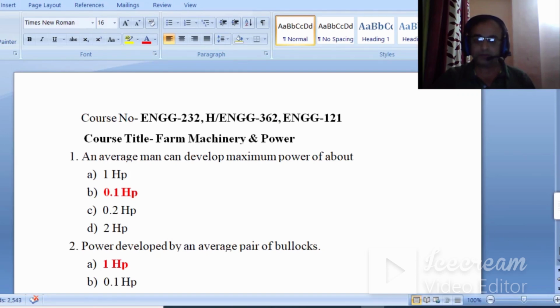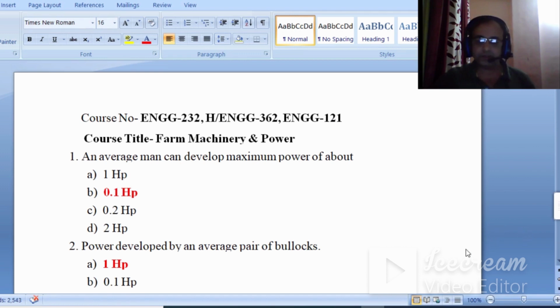Hello students, today we will see objective type questions or multiple choice questions which are very useful for basic agricultural students, horticultural students and ABM students also from the course Farm Machinery and Power. These objective type questions or MCQ type questions are very useful for the GATE exam, agricultural MPSC and other types of competitive exams. So we'll see one by one the questions on farm machinery and power.